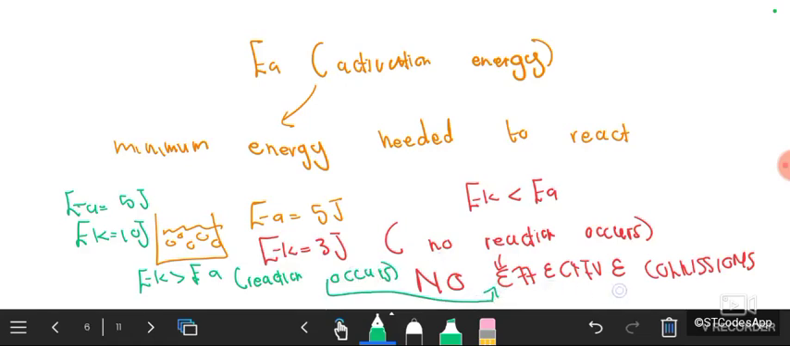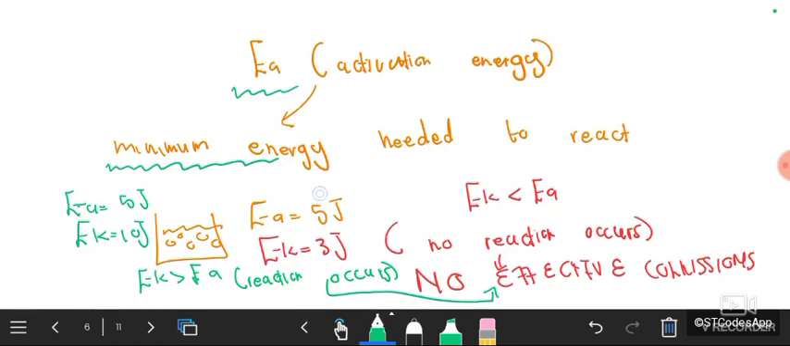Because for an effective collision to take place, there must be sufficient kinetic energy of the particles for them to react. Sufficient just means enough energy to react, but not just enough. It must be the energy that is over the minimum energy that is needed for a reaction to take place. What is the minimum energy required? It is the activation energy. We call that the activation energy.